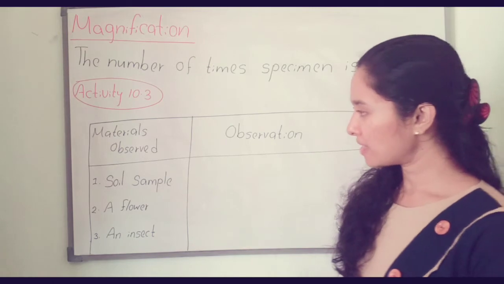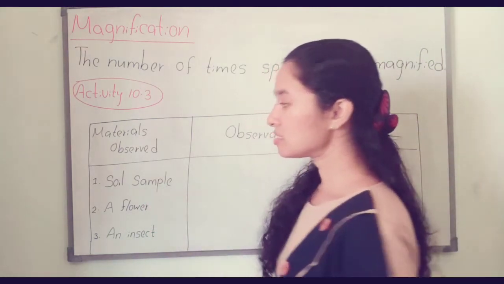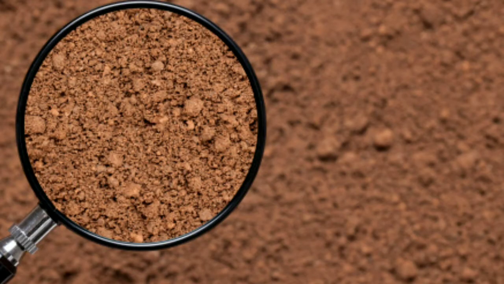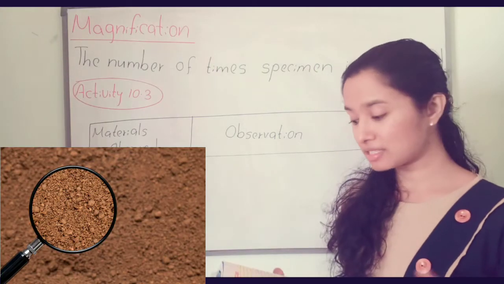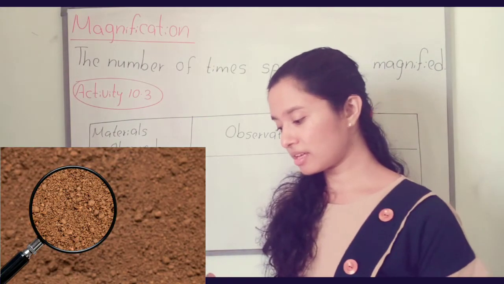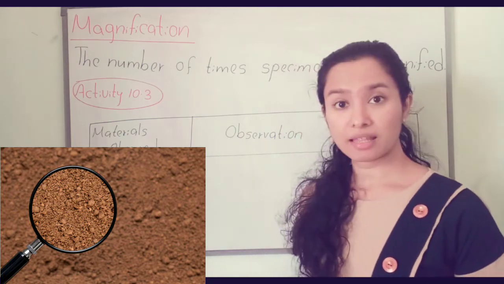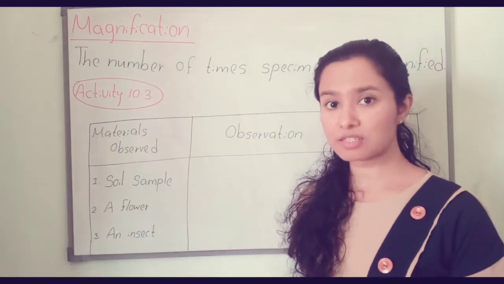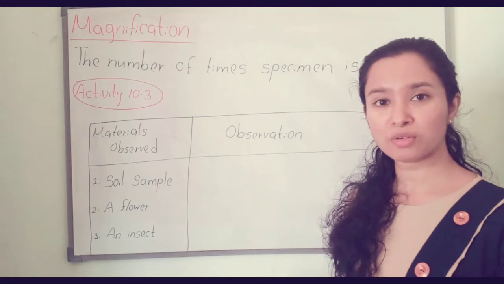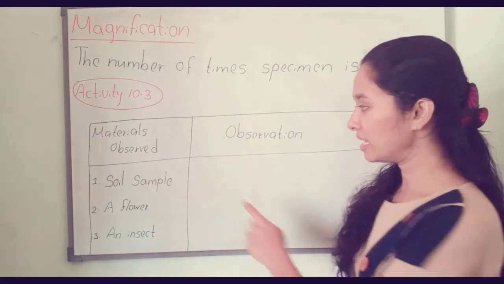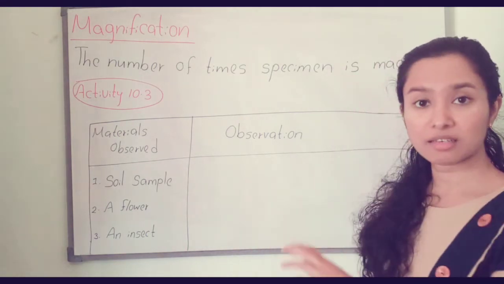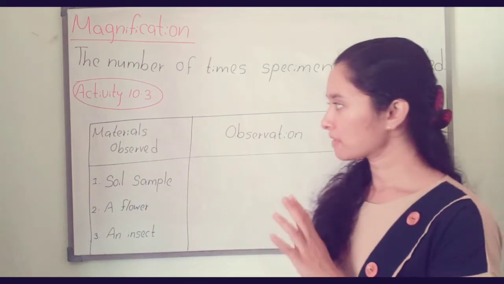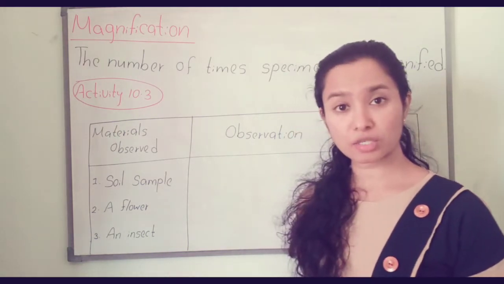Here they have mentioned soil sample. First one, soil sample. In the soil sample, you can observe sand particles. There are different types of sand particles in a soil sample, and gravel and some insects. There may be some insects in the soil sample. So you can observe those items. Here you can write what are the things you have observed.